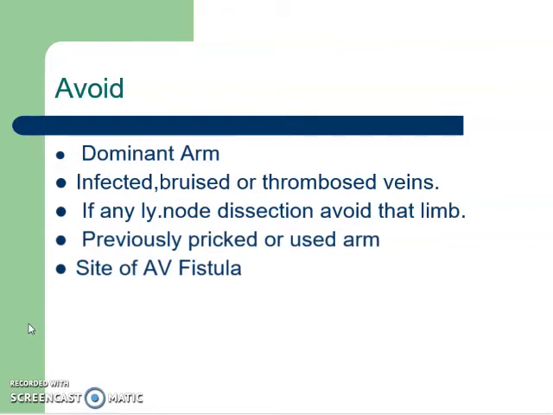If any lymph node dissection has been done, like in CA breast, if on one side axillary lymph node dissection is done, it's better to avoid that limb because we do not want limb stagnation and edema of the arm. So that's, in fact, one of the absolute contraindications of intravenous cannulation. And if there is an AV fistula on that particular limb, please avoid that limb.